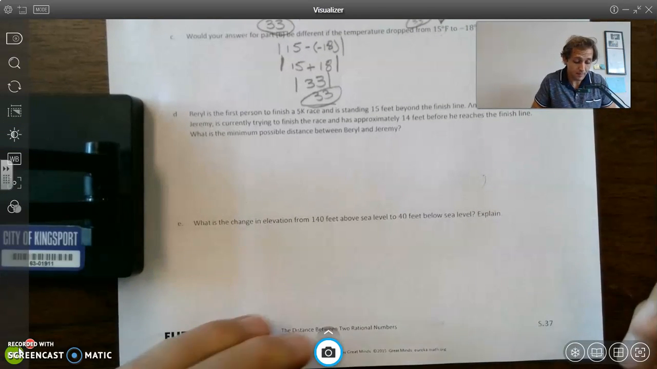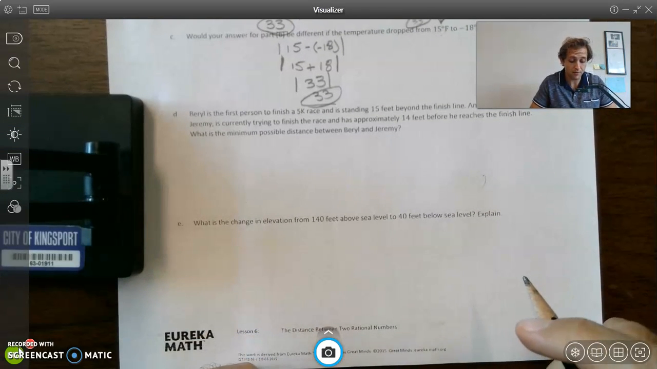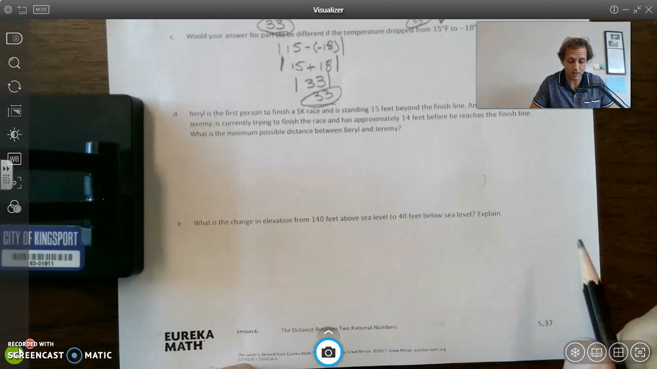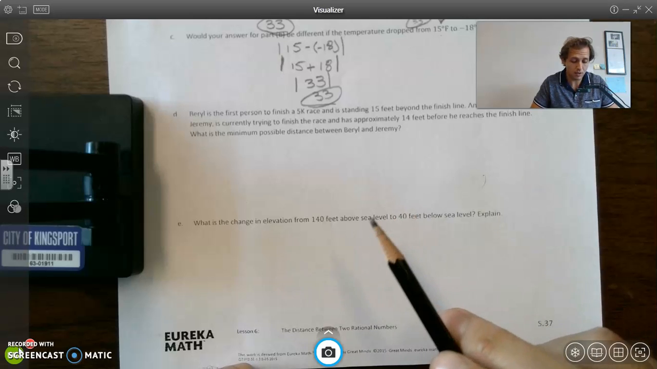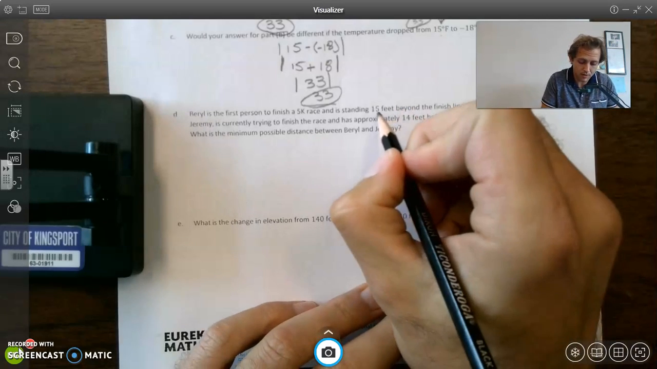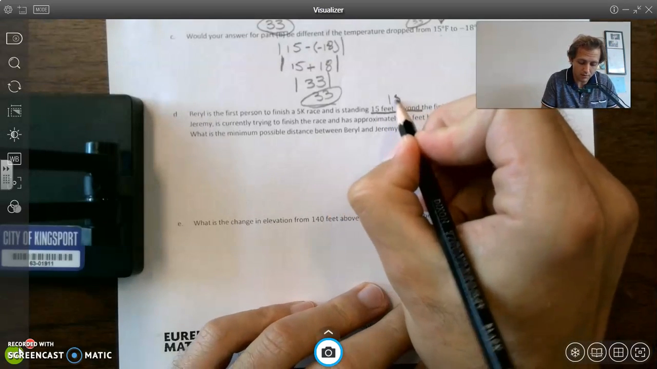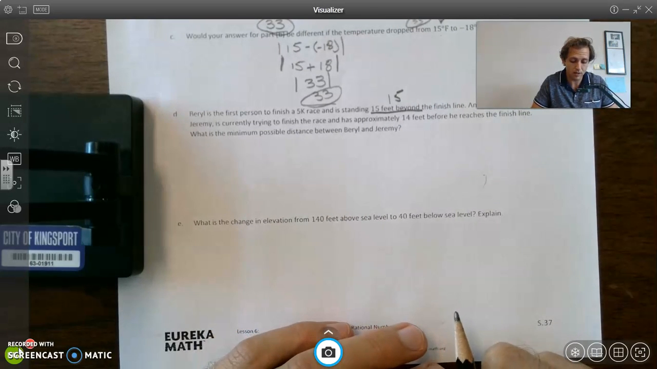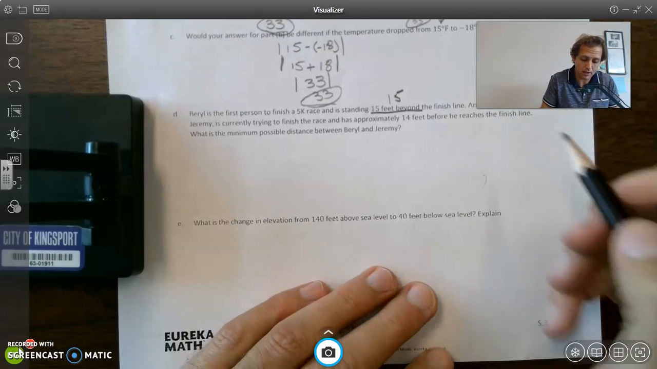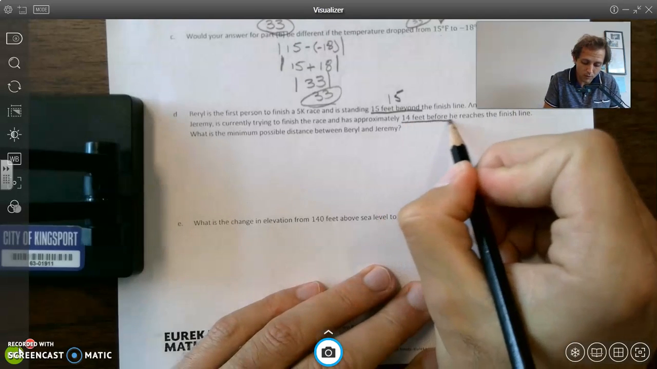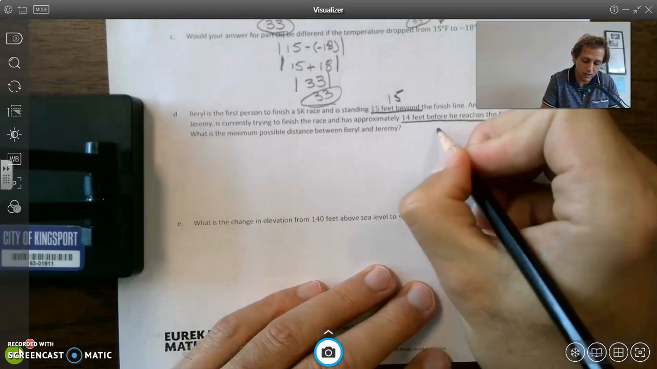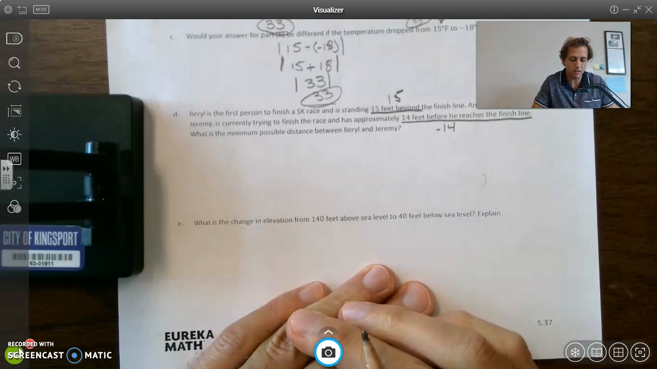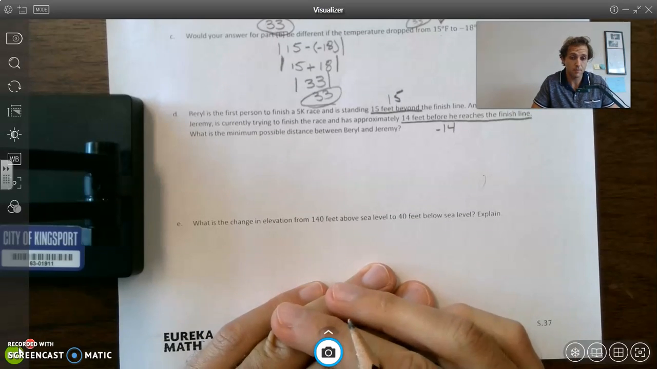Beryl is the first person to finish a 5K race and is standing 15 feet beyond the finish line. We're going to call that the integer 15. Another runner, Jeremy, is currently trying to finish the race and has approximately 14 feet before he reaches the finish line. We're going to call that negative 14. What is the minimum possible distance between Beryl and Jeremy?